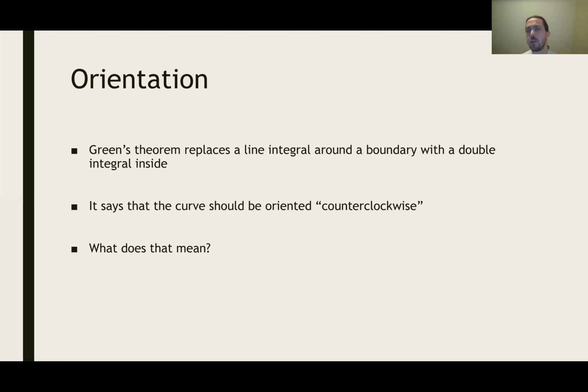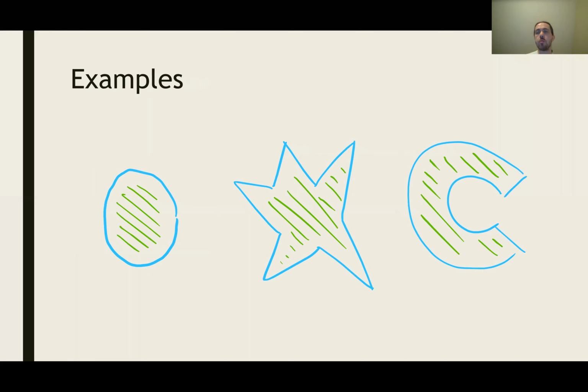But counterclockwise is a kind of ambiguous term, and let's see a little bit about what that actually means. Here are three examples of regions inside three-dimensional space. Each of them, we can imagine what it means to go around the boundary of that region counterclockwise. And if we think about that for a second, we might arrive at this description, or we might not, depending on how we think about it.